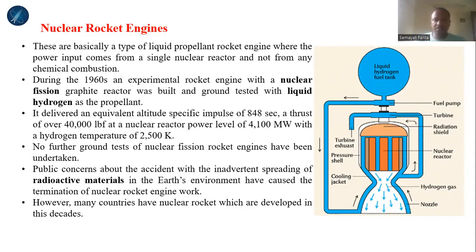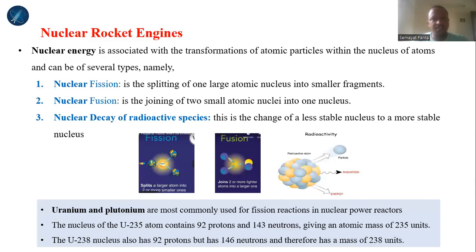Some pressure shields are also required, and a liquid hydrogen fuel tank is required. Hydrogen is one of the things which we use for nuclear rocket purposes. So this is used since the 1960s, used as an experimental case, but still people use it in an illegal way. Actually it is not legally permitted, but different countries use this thing illegally.